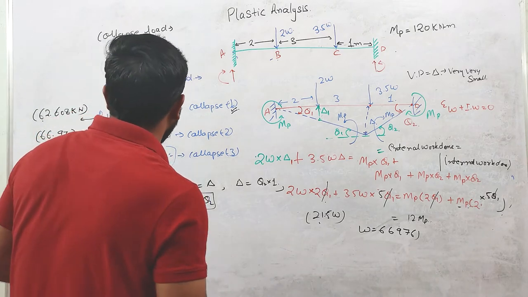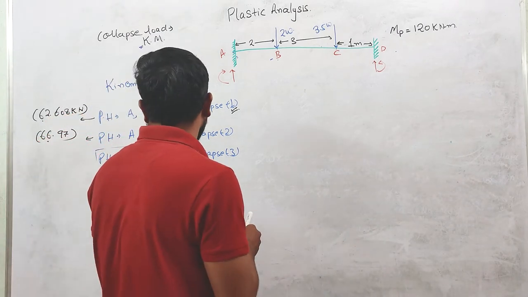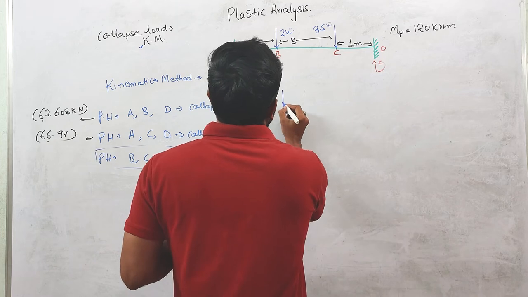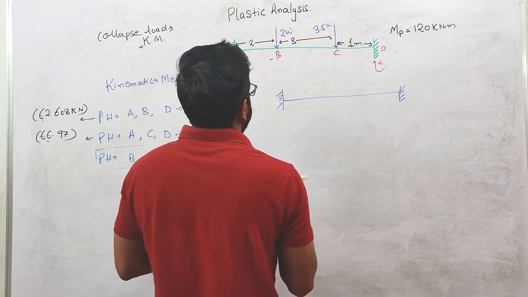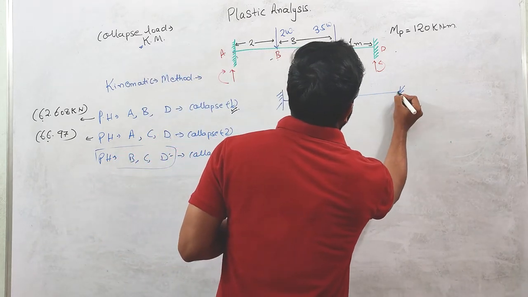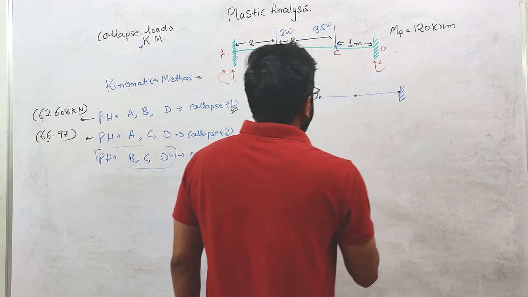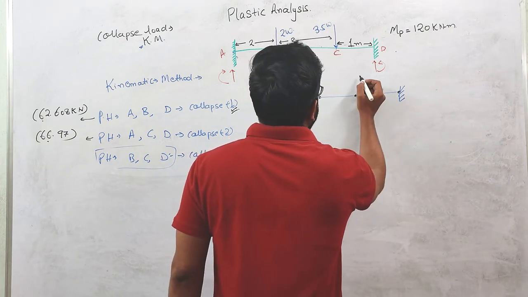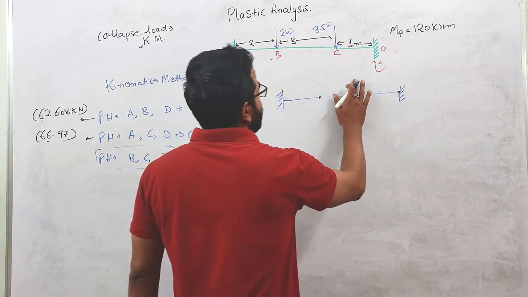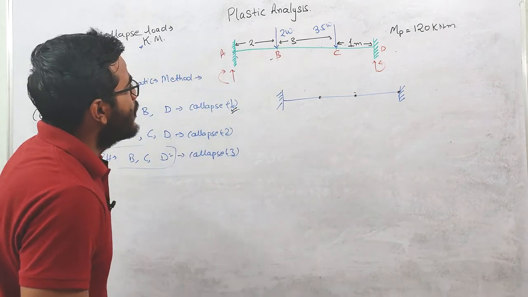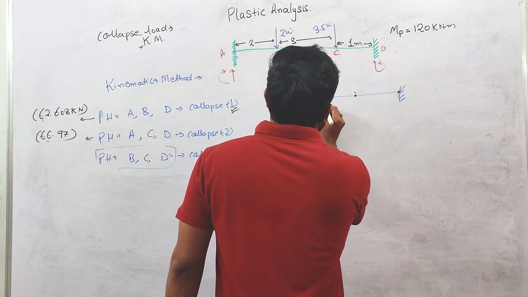Now we will be calculating collapse 3. Now we will be calculating the collapse load when the plastic hinges are forming at the B, C and D points. Okay, so this is our fixed beam. So plastic hinges are forming at this B point, the C point, and this D point. Okay, and we need to calculate what will be the collapse load for this case. Now I will give the virtual displacement, not under this point load, basically at this C point. So when you are giving the virtual displacement at this C point, it will deflect like this.